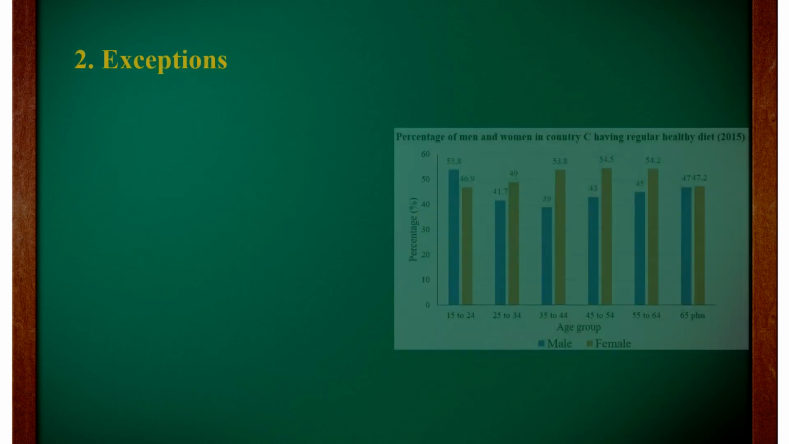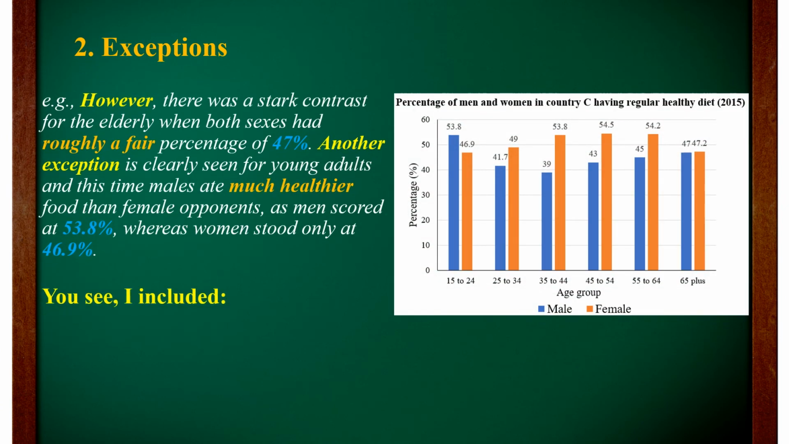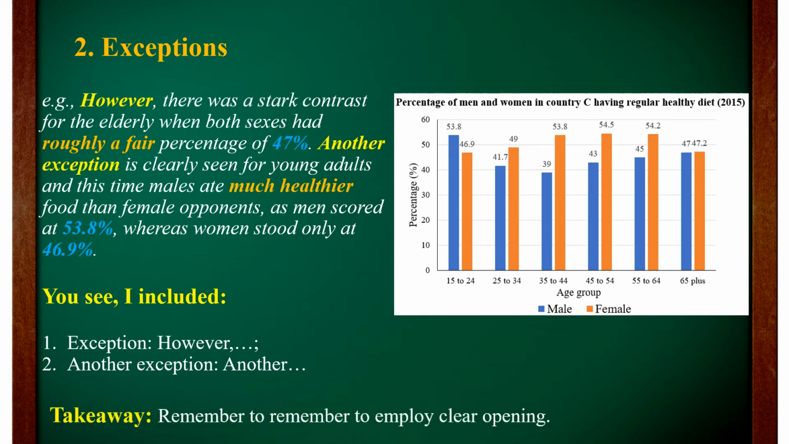The second main feature is exception. I use the sentence connector, however, to show the reverse pattern to the previous one. Then I move to the first exceptional case and explain why it was different. Next, I move on to the other case by using a clear opening, another exception, to guide the reader to the next exceptional case. One takeaway from this section is to remember to use a clear opening.